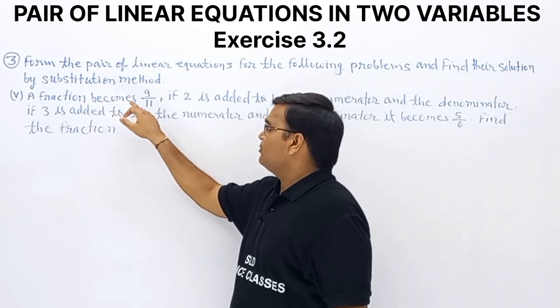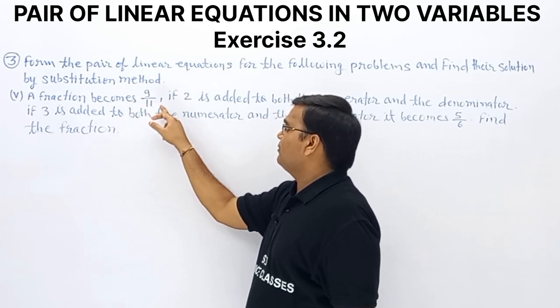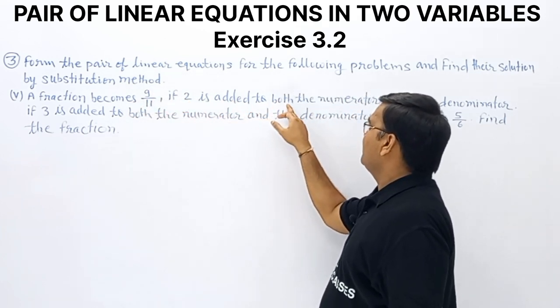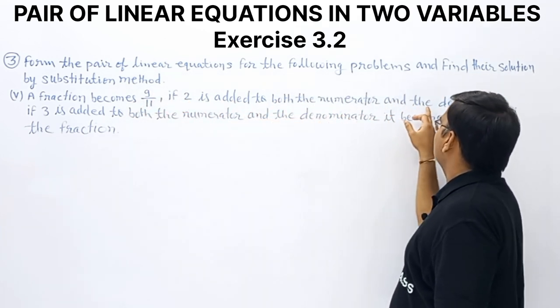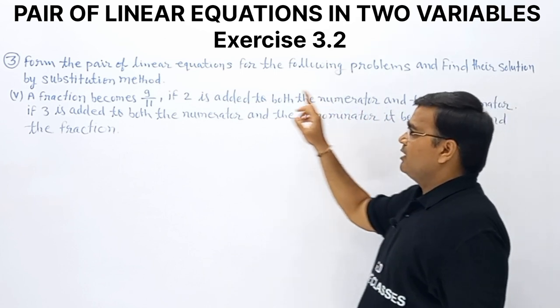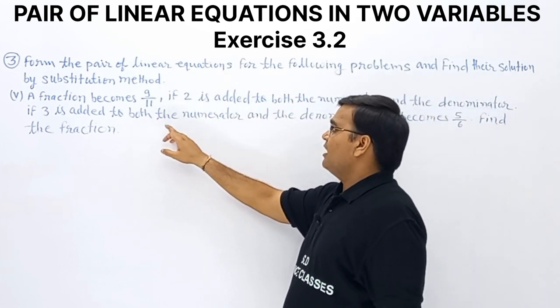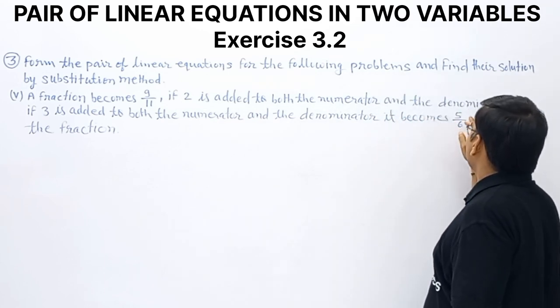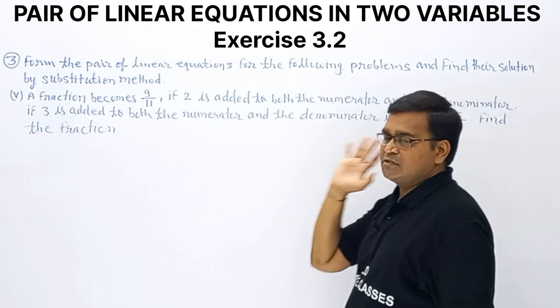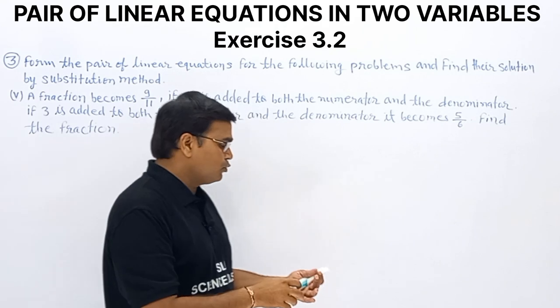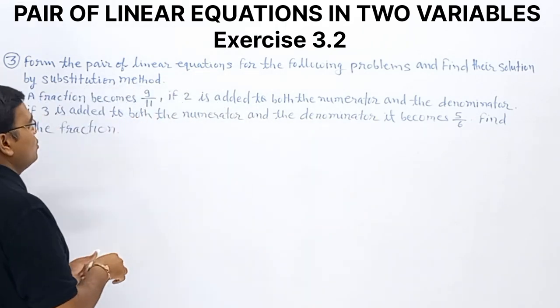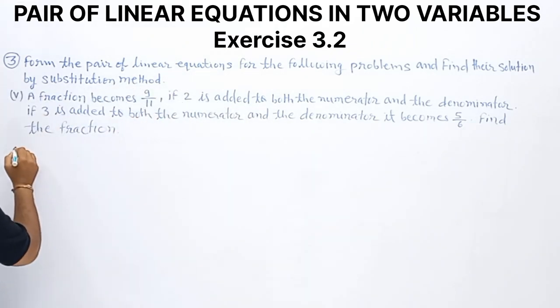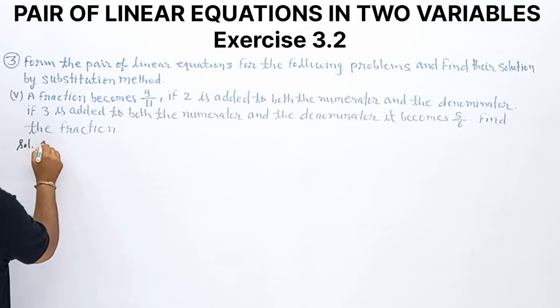What about this question? A fraction becomes 9 upon 11 if 2 is added to both the numerator and the denominator. If 3 is added to both the numerator and the denominator, it becomes 5 by 6. Find the fraction. Clear? We want to find the fraction. So first we should assume the fraction.